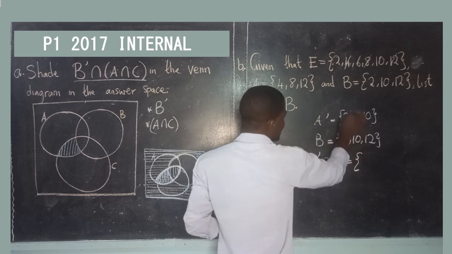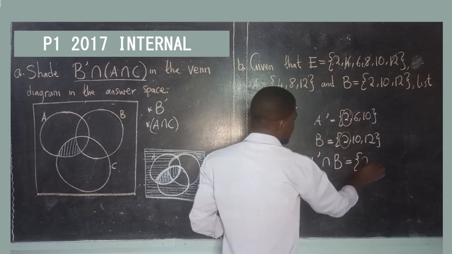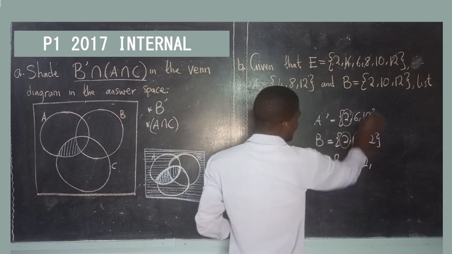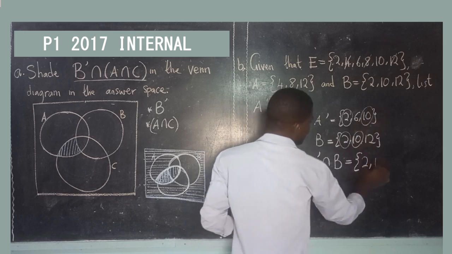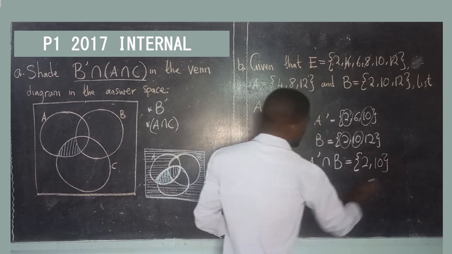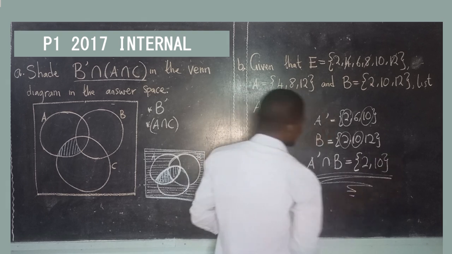Already we can see 2 there, it's common, and we can see 10 there, it's also common. And there is nothing more that is common, so our answer is just that.